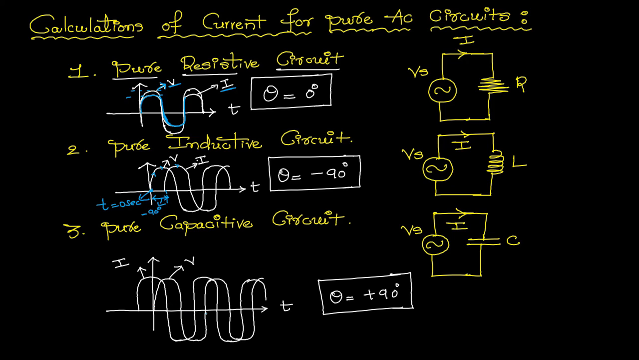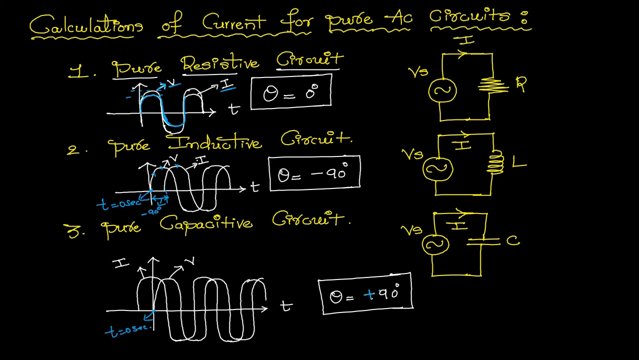And coming to the purely capacitive circuit, assume this is time 0 seconds. For a purely capacitive circuit, the phase angle between the voltage and current is 90 degrees, but here the current leads the applied voltage by 90. That is the reason why theta is equal to plus 90 degrees. Now, if you are clear with all these important points, we are going to calculate the current for a purely resistive circuit, a purely inductive circuit, and a purely capacitive circuit.